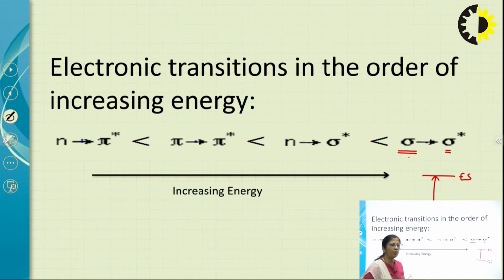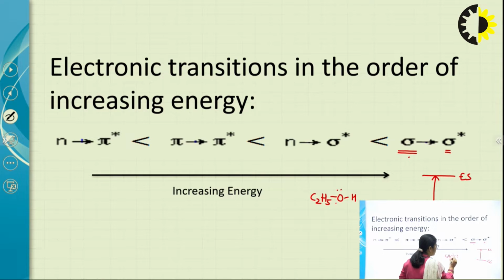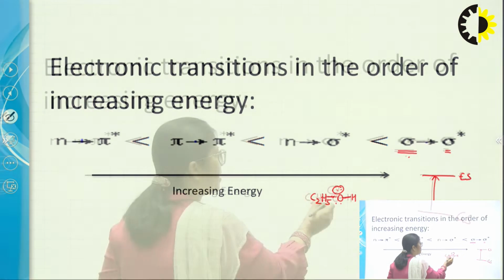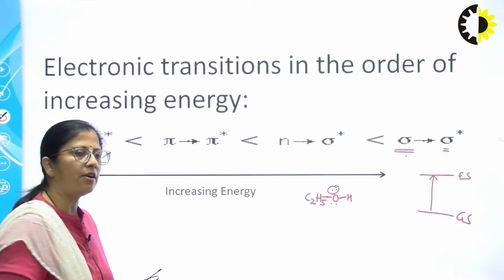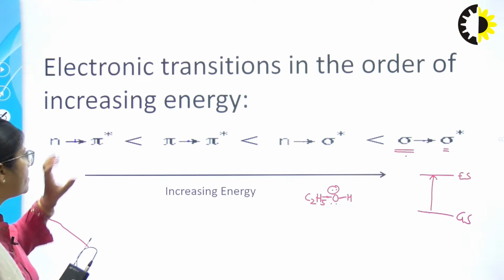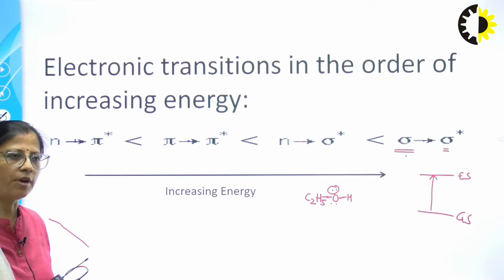Next, energy is required by the lone pair of electrons, that is N to sigma star transitions. Now in this case, there is a lone pair of electrons, but for them to show the transition, the nearby bonds are sigma bonds. So such molecules show N to sigma star transitions also. Next is pi to pi star transitions, and least energy is required for N to pi star transitions.